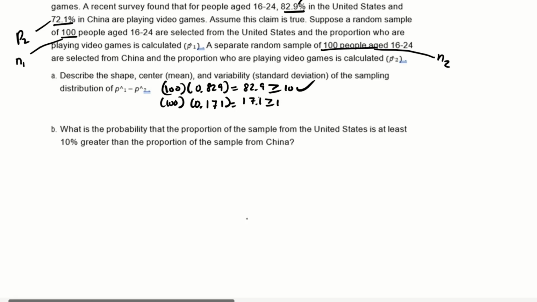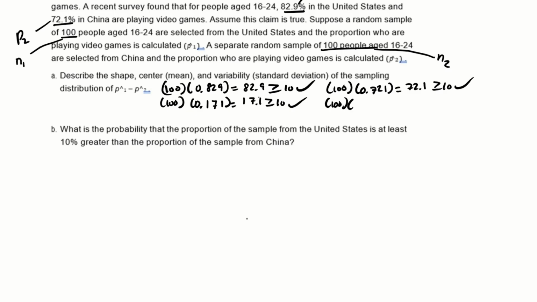Now we're going to do it for China. So we have 100 people, and it was 72.1% in China. So 0.721, which is 72.1, which of course passes. And then we have 100 times 1 minus that, which is 0.279, so 27.9. All right, so that means it's approximately normal.